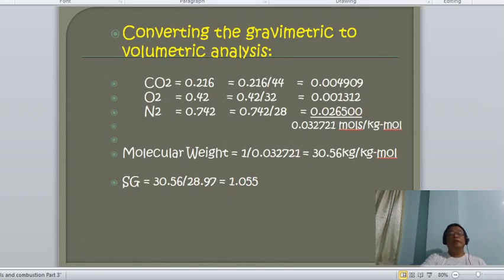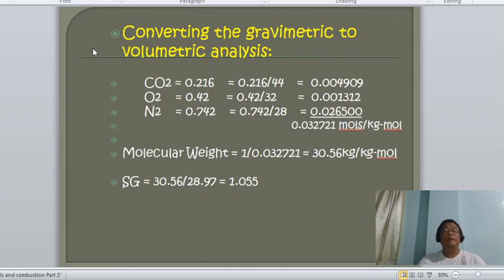First, we are going to convert the gravimetric to volumetric analysis. The gravimetric is here: 0.216 for carbon dioxide, 0.042 for oxygen, and 0.742 for nitrogen. In order to change this to volumetric analysis, we have to divide this by the molecular weight of the components, which are carbon dioxide, oxygen, and nitrogen.